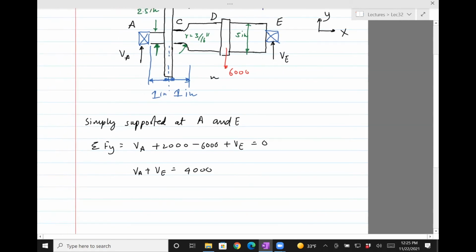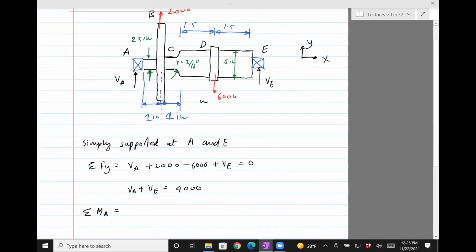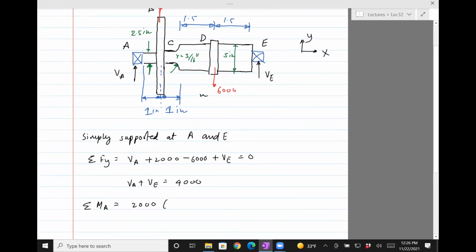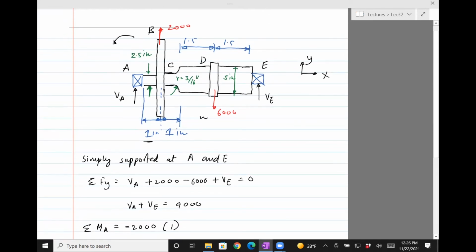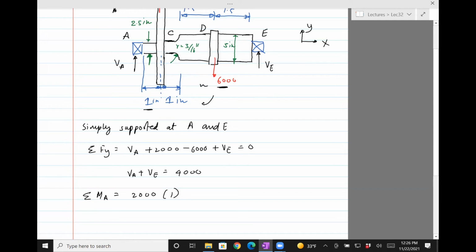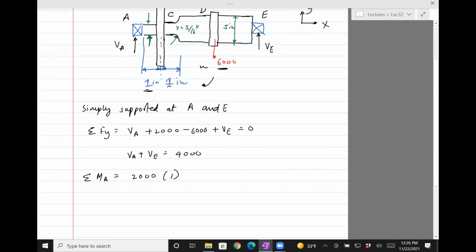And then to find the value of VA or VE, we need to take moments about any point. Let's take moments about, let's say, A. So the force VA will not appear. We'll have the 2000 lb force, which acts in the counterclockwise direction, and the moment arm is 1, right? My bad. Counterclockwise, we'll assume it's positive. Then there's a 6000 force, which is acting this way, so it's clockwise, and the moment arm is 1.5 plus 1 plus 1, so that's 3.5. 6000 times 3.5, and that's, as I said, clockwise.